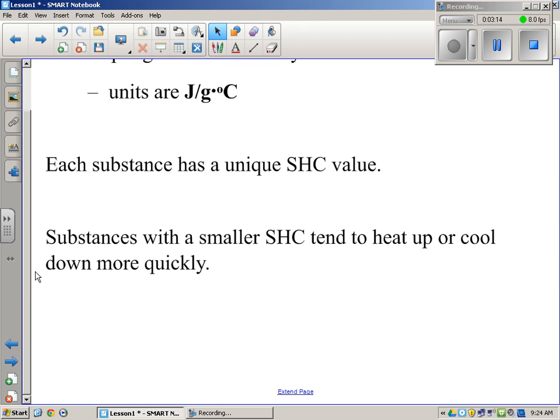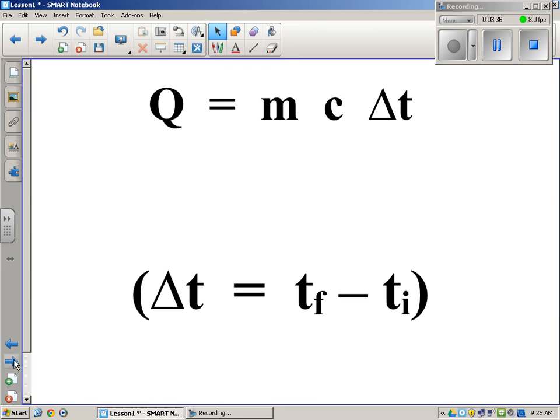If you looked at aluminum, it would take 0.897 joules to heat up or cool down for every gram degree Celsius. Substances with a smaller specific heat capacity tend to heat up or cool down more quickly, because a smaller amount of energy is required. The formula for this is Q equals MC delta T. This is actually going back to Science 10 a little bit.